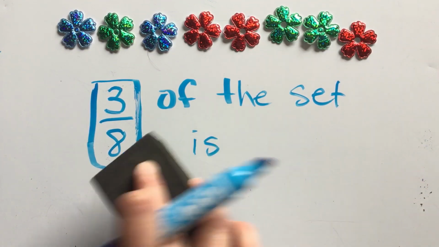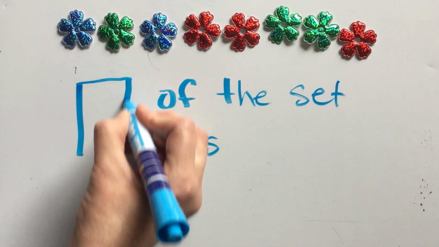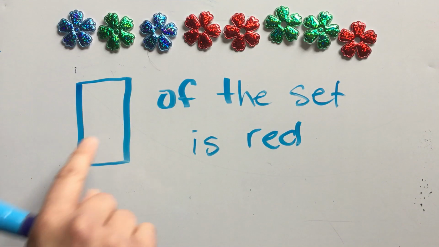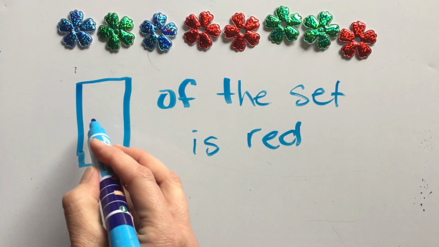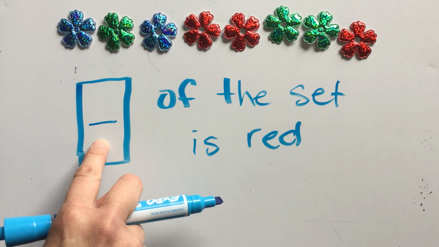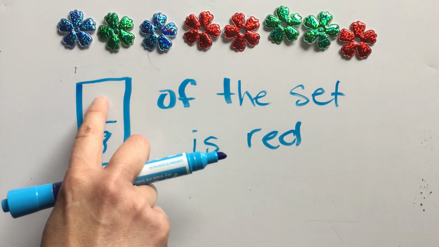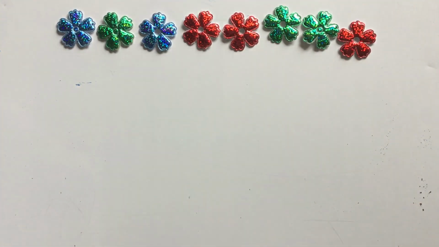I can look at this in another way. What if I count the number of red flowers in the set? What is the fraction for the red flowers in the set? Well, again, what's my denominator? It's the total number of flowers in the set. We have 8. Okay? How many are red? The number that we count goes on top. As you can see, there are 3. 3/8 of the set is red. Okay? So that's using flowers.